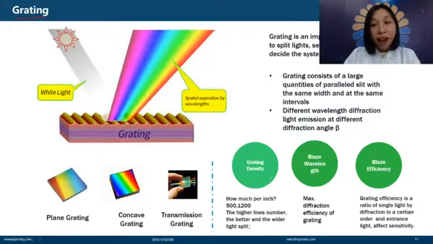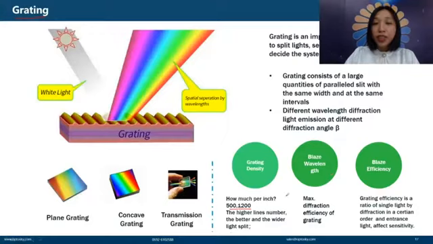So we can ask what the grating density is. For grating density, we ask how many lines per inch. Maybe we have 500, we have 1200 lines. So the higher the lines, the better, the wider the light spread. So the resolution is better.